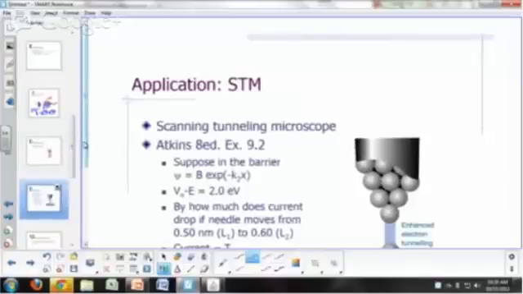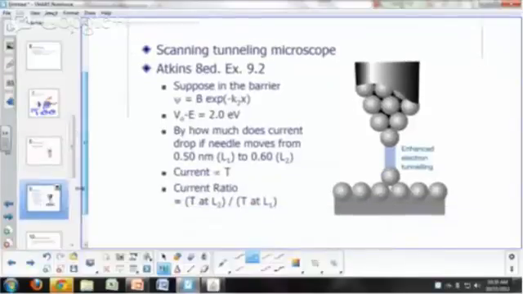Scanning tunneling microscope. This is example 9.2 in your textbook. The basic idea here is you have a probe, a needle that moves over a surface. So you have the gap between the tip of the needle and the surface. The atom and the surface serve as a potential barrier for your electron to traverse.